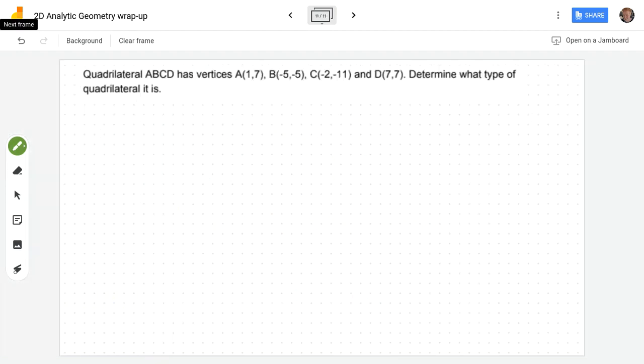All right, last question. So we have quadrilateral ABCD. We are given the coordinates of all 4 vertices. Determine what type of quadrilateral it is. So we need to look at the lengths of the sides to say whether it's a rectangle perhaps, or a square, a rhombus, a parallelogram, a trapezoid, or a kite, or just some random quadrilateral. If the two sides that are opposite to each other are the same length and the other two are also the same length, it could be a rectangle or a parallelogram or a square or a rhombus.